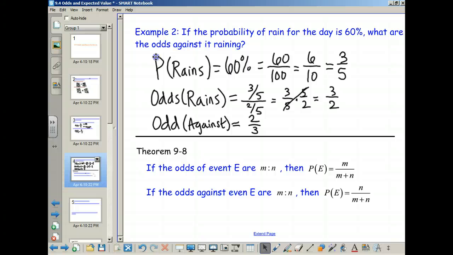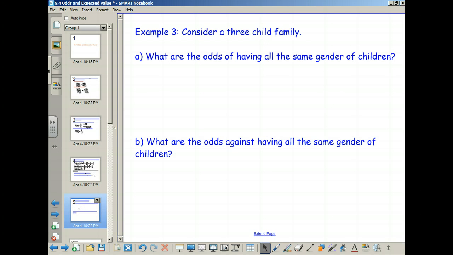Okay, let me do one more slide because it's still odds, and then we'll stop. All right, consider a 3-child family, like my family. What are the odds of having all of the same gender of children? So we could do a tree diagram, but we're not asked about probabilities, we're asked about odds in this case. And when we did our tree diagrams for 2 children, as well as my 3 children tree diagram, what we noticed is that they all get the same value at the end, right? They were all 1/4, and then they were all 1/8 at the end.